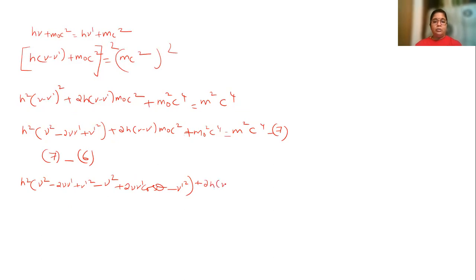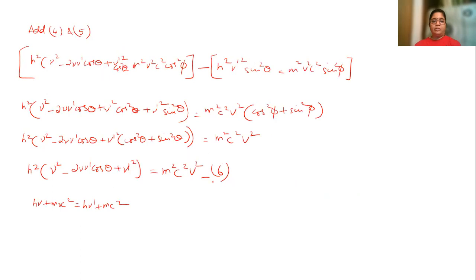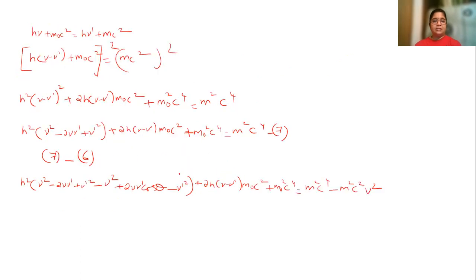Then let me write this term: 2h nu minus nu dash. I am writing only the left hand side, okay? m naught c square plus m naught square c power 4 is equal to m square c power 4 minus m square c square v square. M square c power 4 is in equation 7. M square c square v square is in the right hand side of equation 6. Now let us come here. Nu square and nu square, they get cancelled. Nu dash square also, they get cancelled. So what can I write?